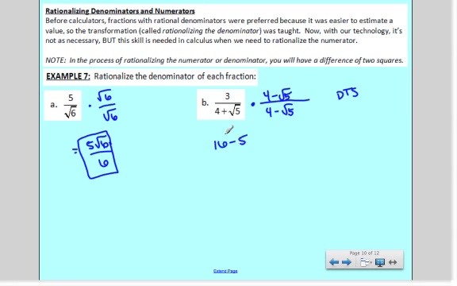The top you're going to have to distribute the 3 to the 4 and the negative square root of 5. So we've got 12 and then minus 3 times the square root of 5. So now we can go ahead and simplify the denominator.